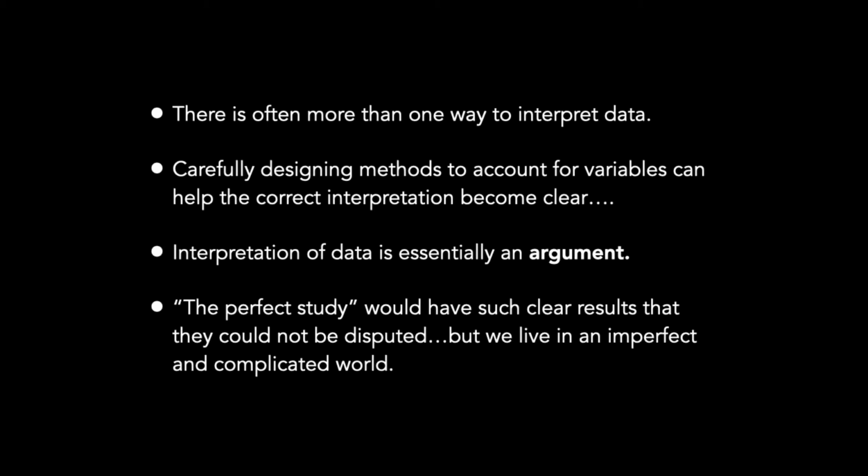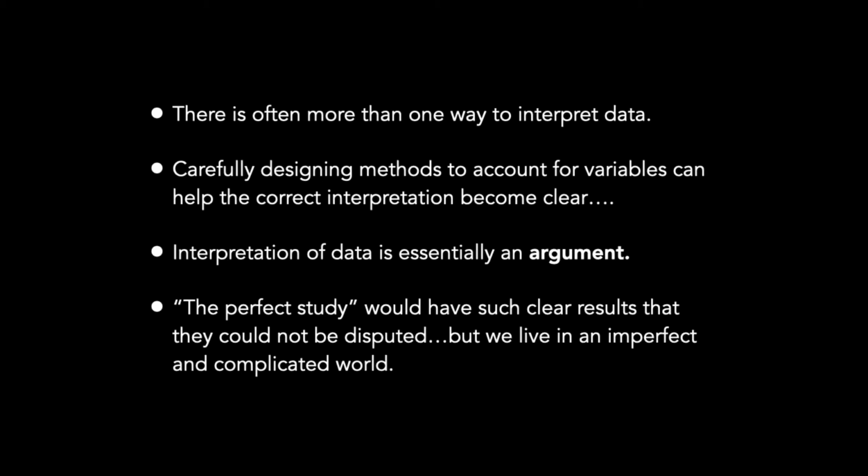First, there's often more than one way to interpret data. So two different researchers could be looking at the same exact information, but interpret it in completely different ways. That's why it can be helpful to get feedback from someone else on the data you collect and see what conclusions they reach from looking at it. You can avoid some of this ambiguity by carefully designing your methods to account for different variables. We'll talk about that in a little more detail later on.